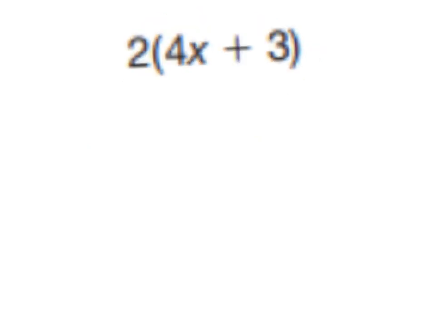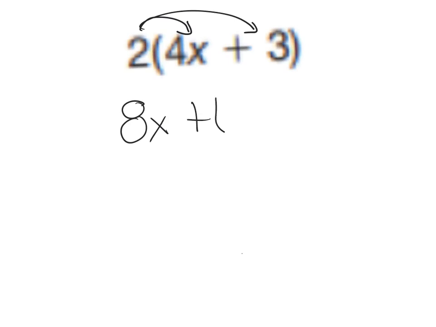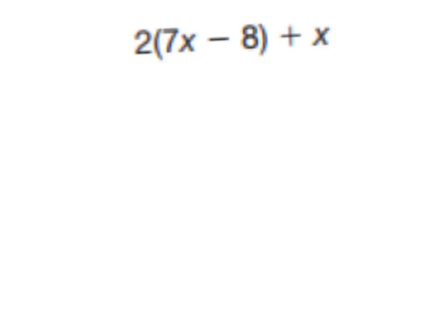Next, we have 2 parentheses 4x plus 3. So this is also the distributive property. So we are going to distribute the 2 by multiplying it to both numbers in the parentheses. So 2 times 4x is 8x, and 2 times 3 is 6. So my answer is 8x plus 6.